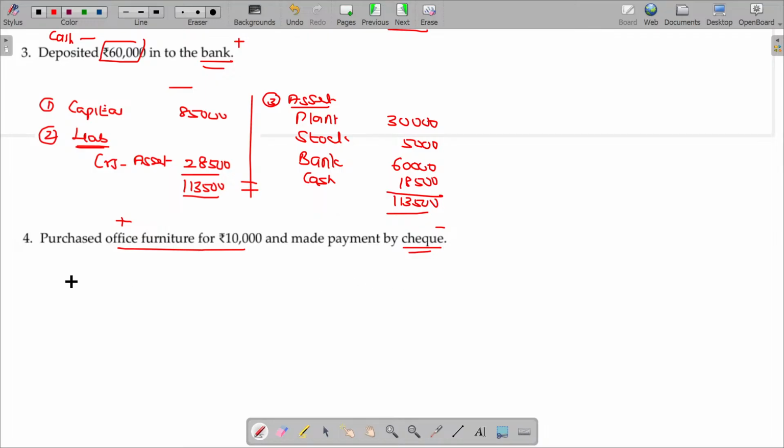It remains the same. Capital being the same value, 85,000. What about the liabilities? Under liabilities, creditors for assets remains the same, this value being 28,500.